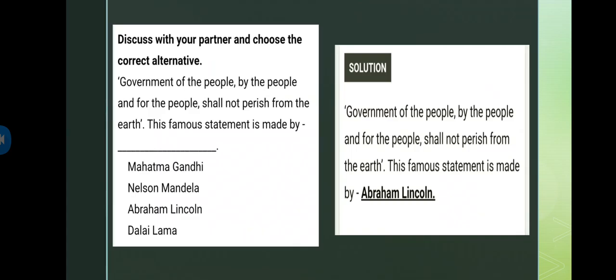The very first question that we have to do is discuss with your partner and choose a correct alternative. Government of the people, by the people, and for the people shall not perish from the earth. This famous statement is made by. You must have heard this statement, right? Many times, as we talk about a democratic nation or democracy, this statement frequently comes: government of the people, by the people, and for the people. The options are Mahatma Gandhi, Nelson Mandela, Abraham Lincoln, or Dalai Lama. These are the four options from which you have to choose one. And here is the correct answer given in front of you, that is Abraham Lincoln.